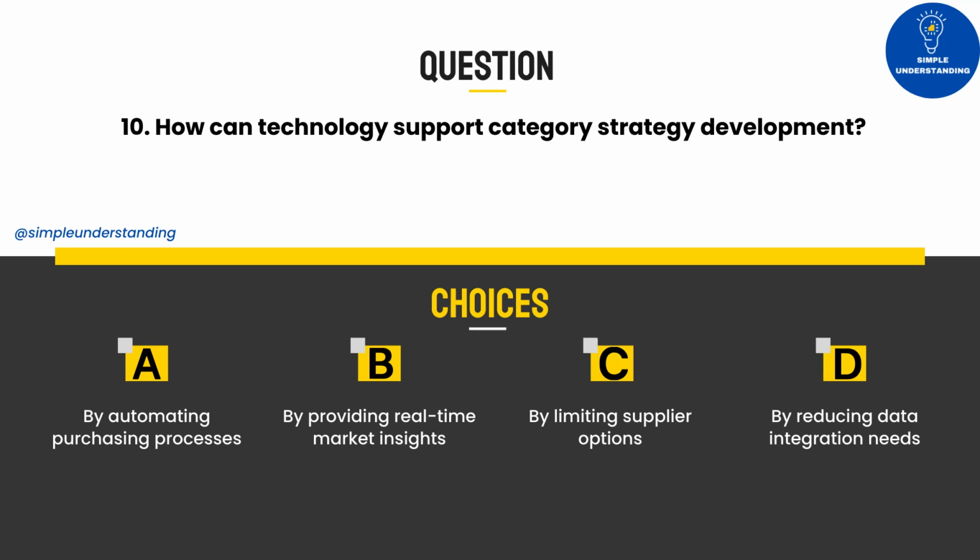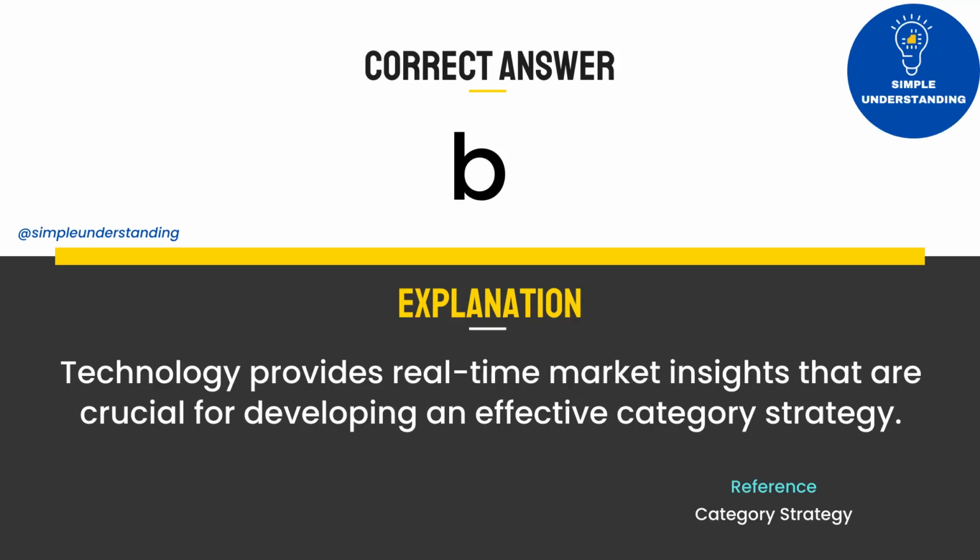10. How can technology support category strategy development? A. By automating purchasing processes. B. By providing real-time market insights. C. By limiting supplier options. D. By reducing data integration needs. Correct answer B. Explanation. Technology provides real-time market insights that are crucial for developing an effective category strategy.